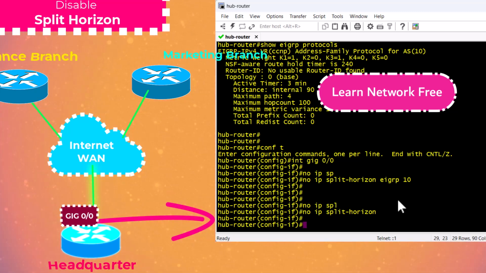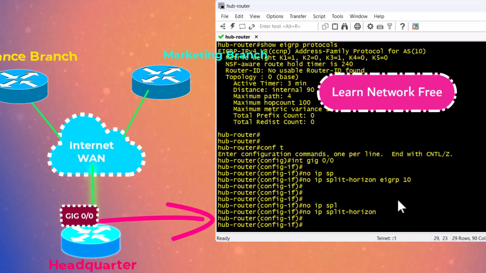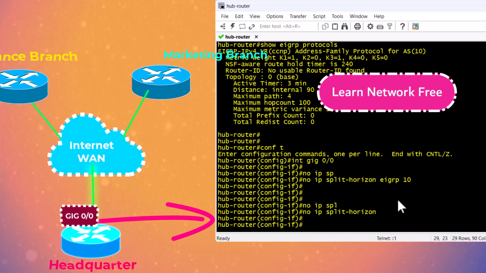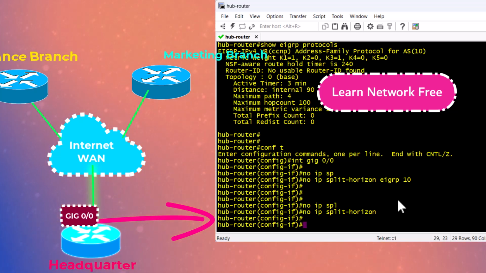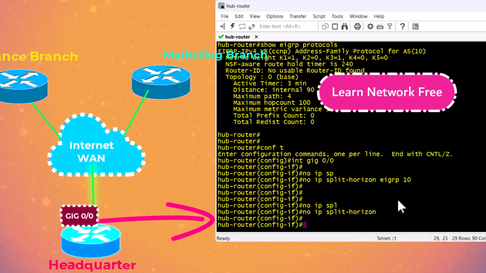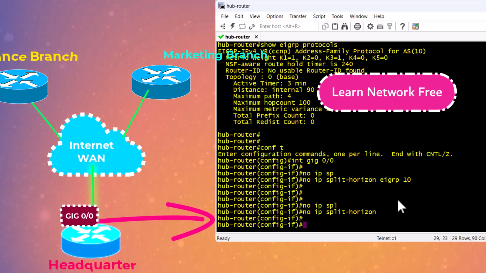But listen guys, you may ask me, shall we disable split horizon on the spoke sides? Listen, there is no need to disable split horizon on your branch devices. So the only router on which you have to disable split horizon is your hub router, the router in headquarters.